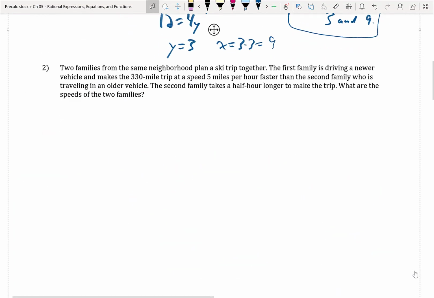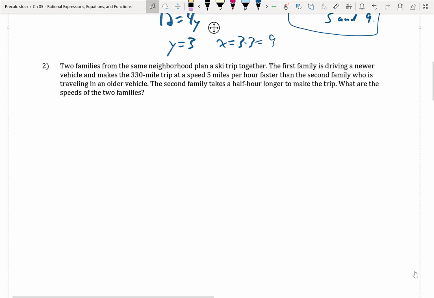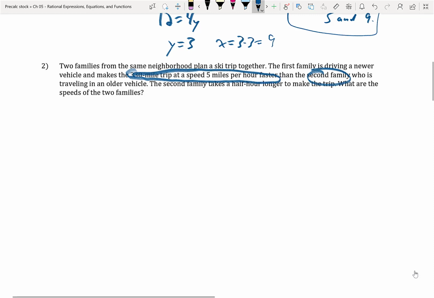In the next problem, two families from the same neighborhood plan a ski trip together. The first family is driving a newer vehicle and makes a 330-mile trip at a speed 5 miles per hour faster than the second family, who's traveling in an older vehicle. The second family takes a half hour longer to make the trip. What are the speeds of the two families? So, once more, we have two families planning a trip. Fine. First family makes the 330-mile trip at 5 miles per hour faster than the second family.